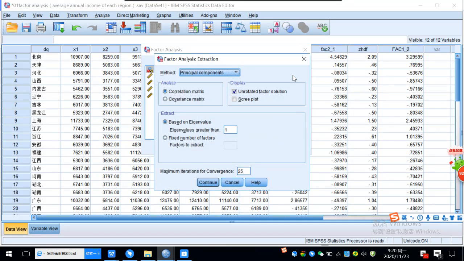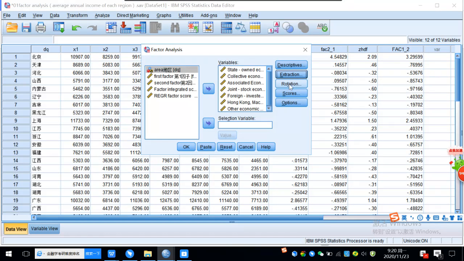Extraction. Here, the default method is principal components. We will keep it. And the extraction method, the default, is based on eigenvalue. If the eigenvalue is greater than 1, then the factor will be extracted. Okay, so all of them we will keep.